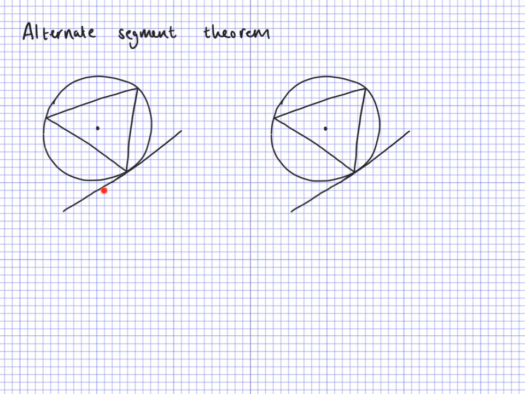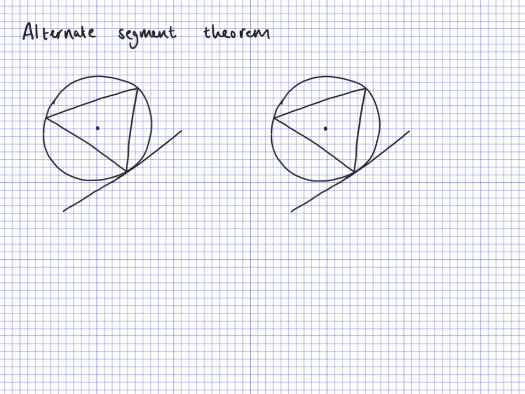So we need a tangent and we need a point here, and we need what's going to look like a triangle. Okay, so a triangle where the points of the triangle are on the circumference. Okay, and I've done it twice so that we can see it in two different ways. Now we need to stop thinking about the triangle and start thinking about alternate segment theorem.